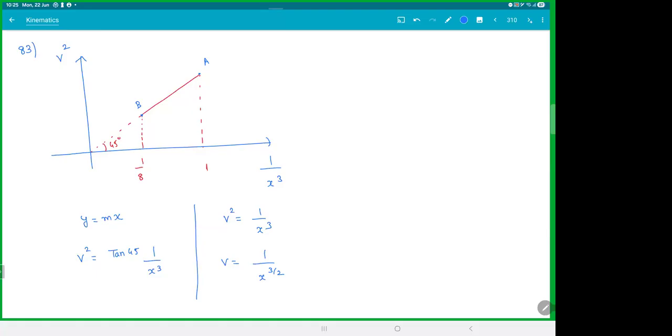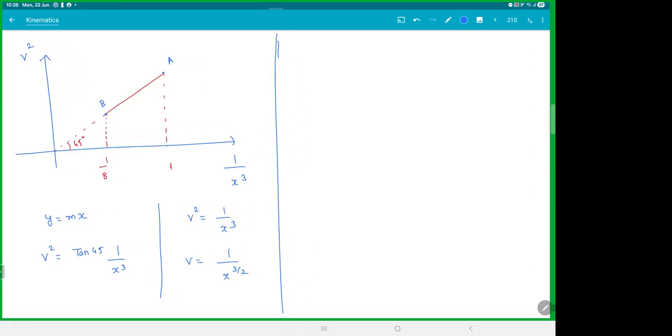right, Karthik? So you know how to find the acceleration. We use calculus. What is acceleration? a is equal to v dv by dx. So v is 1 by x power 3 by 2, and dv by dx will be minus 3 by 2 x power 5 by 2. So acceleration will be minus 3 by 2 x power 4. That's your acceleration.